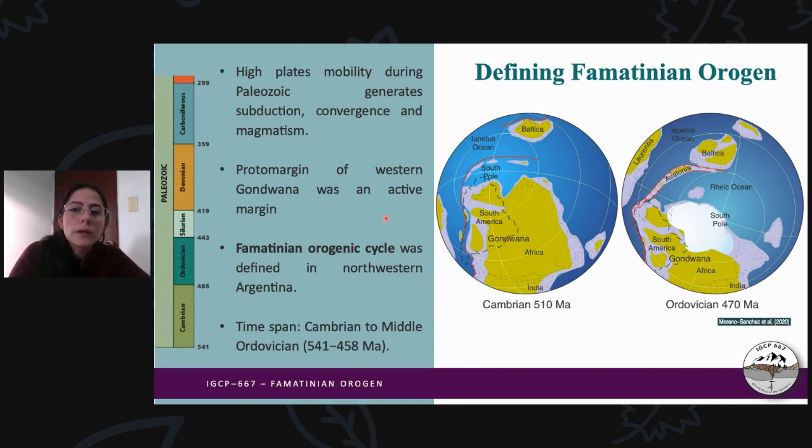This orogenic cycle was defined by Aceñolaza and Toselli in northwestern Argentina, where we can find the type locality. The time span of the events that formed this magmatic arc is generally accepted to be Cambrian to Middle Ordovician.